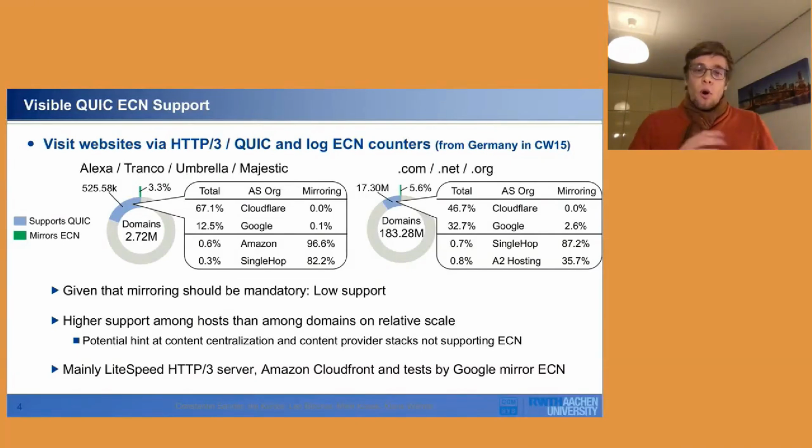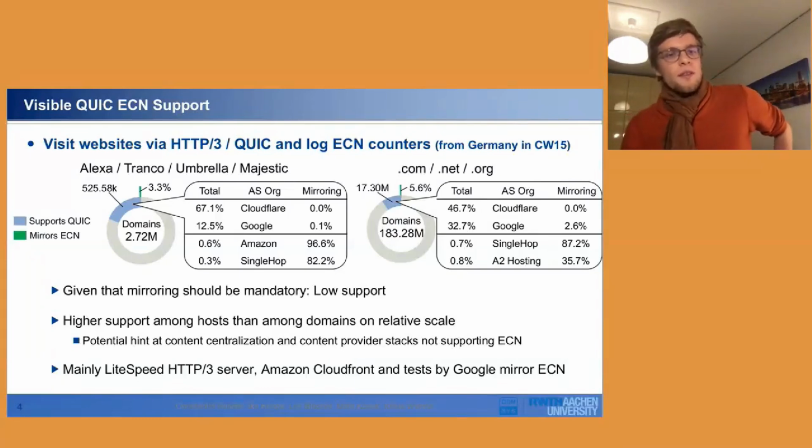But we see that smaller ASs, for example those using LiteSpeed HTTP/3, and also Amazon CloudFront CDN, are using ECN. And we also see some tests by Google where suddenly ECN has been mirrored. Okay, so we see that only a few domains supported it. The question is now why?